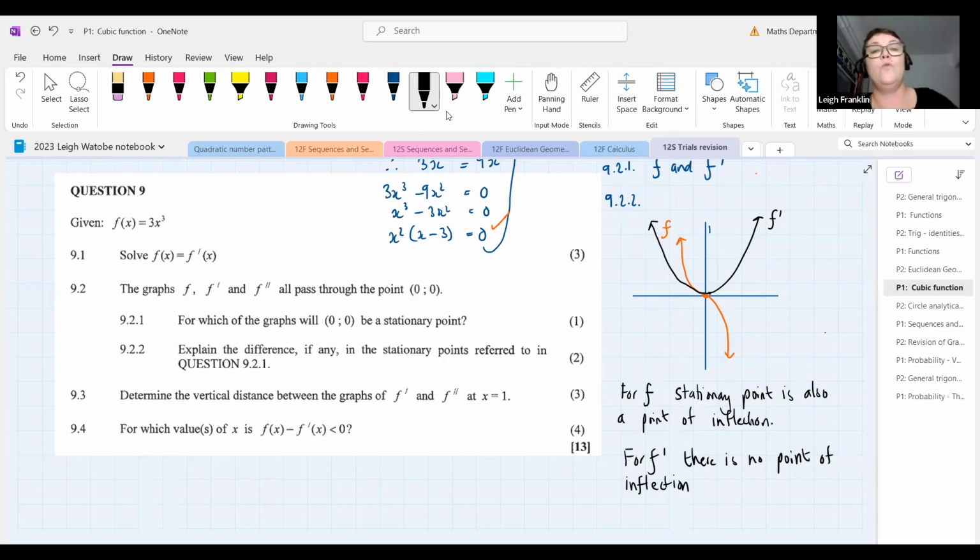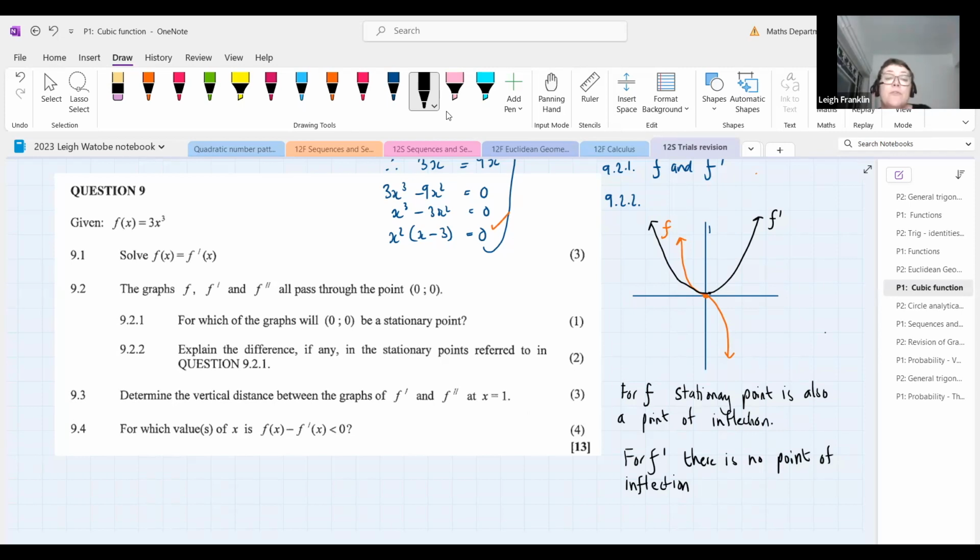Yes, and Nhlanhla, I see your hand is up. Go for it. Hi, ma'am. Hi, Nhlanhla. Ma'am, I wanted to ask, why would you not call it the turning point or the minimum point of the derivative? I get that you called it a point of inflection, but why can you not call it the turning point for the quadratic? It is the turning point for the quadratic. Let me explain it. Yeah, you're absolutely right.